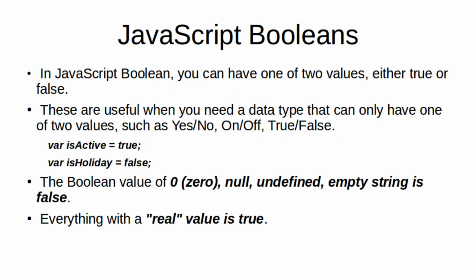Let's talk about the JavaScript booleans. In JavaScript, a boolean can have one of two values, either true or false. These are useful when you need a data type that can only have one of two values, such as yes or no, on or off, true or false. The boolean value of 0, null, undefined, or an empty string is false. Everything with a real value is true.